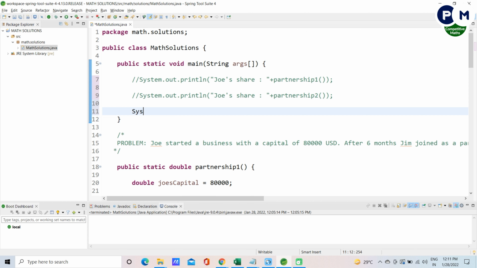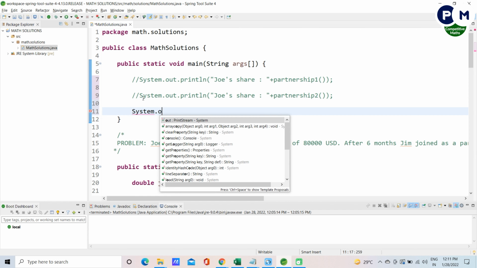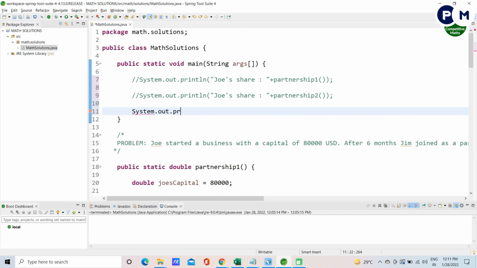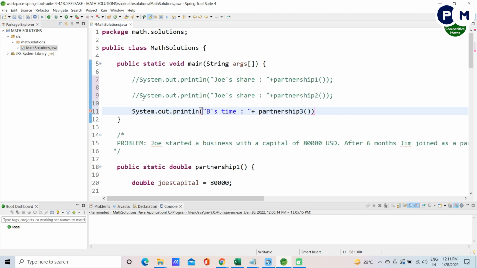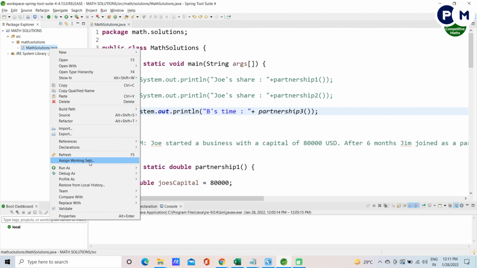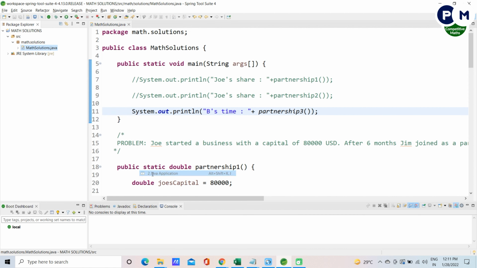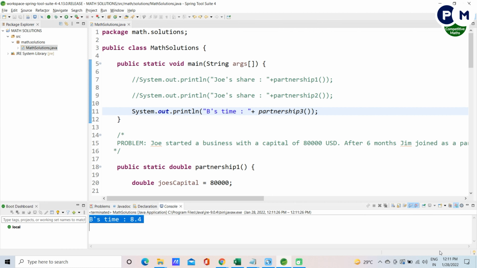By applying the formula, profit of A by profit of B equals C1 multiplied by T1 divided by C2 multiplied by T2. Next, C1T1 is calculated as A's capital multiplied by A's time. Next, B's time is calculated as C1T1 divided by B's capital multiplied by ratio. The last step is to return B's time. Here, I am printing B's time by calling the partnership method.